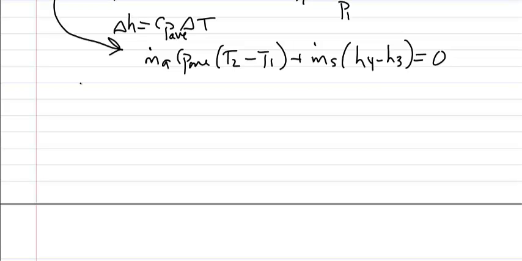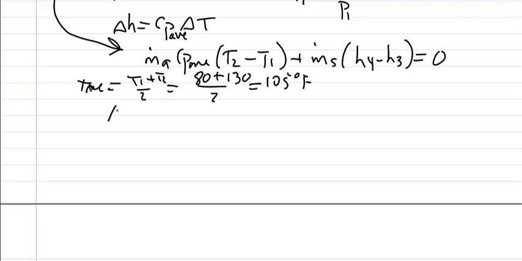So the average temperature for the air is just going to be (T1 plus T2) divided by 2. So we're given T1 and T2 in this particular problem statement as 130 and 80. So we have (80 plus 130) divided by 2. So the average temperature then is just going to be 105 degrees Fahrenheit.